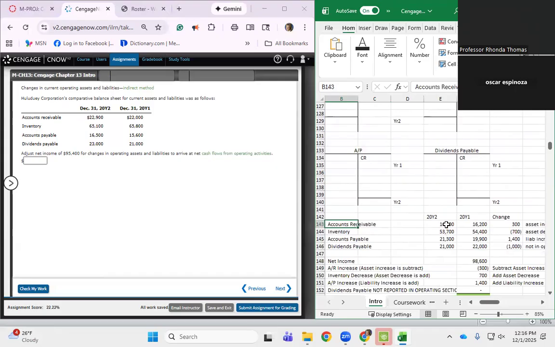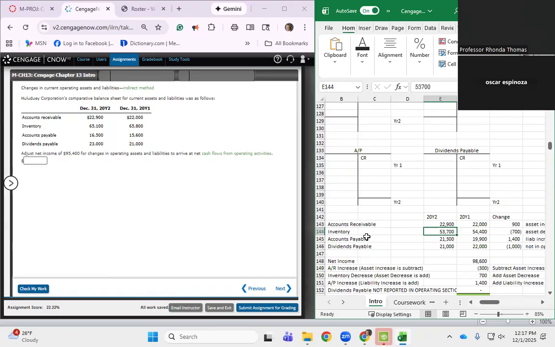So let's go ahead and put in the numbers that they're giving. Okay, so year 2 is the first column on the left, and the year before that is the column on the right. Let's put those numbers in. So I'm going to put 22,900 and I'm going to put 22,000. So the difference in that asset is $900. Which direction did it go? It actually went up. So that's an asset increase.